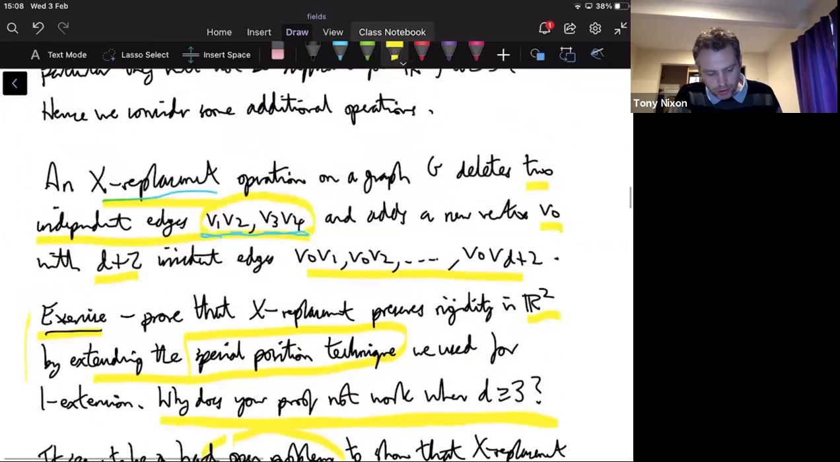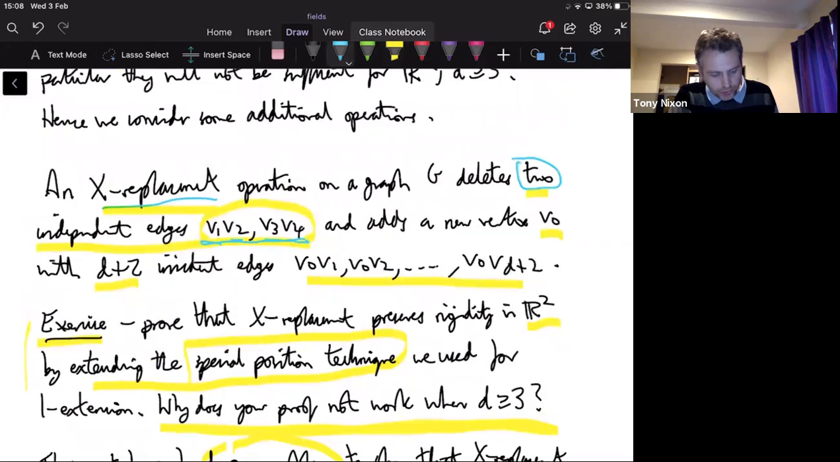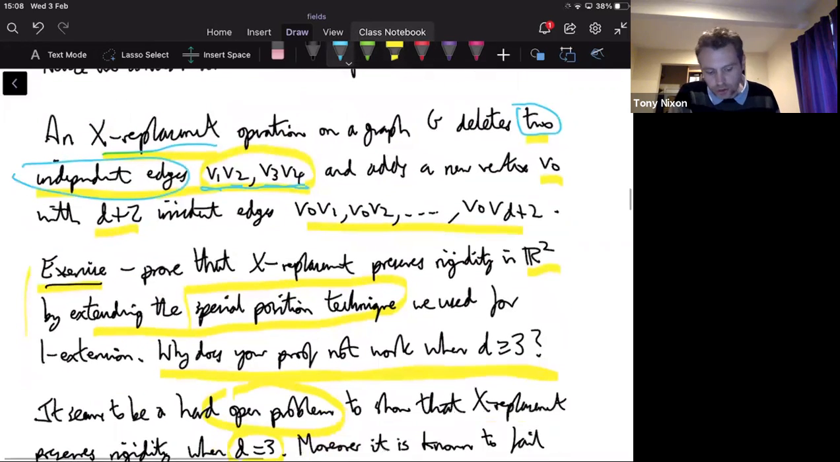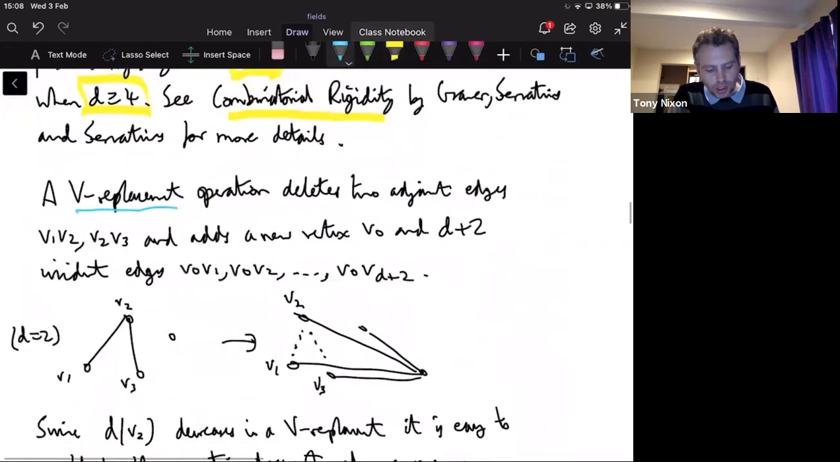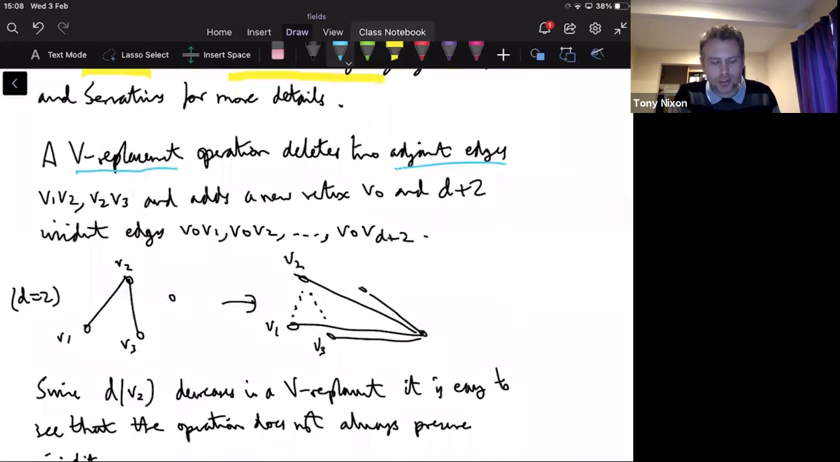So you might wonder, I said here specifically that the 2 edges were independent. You can also have a version of a 2 extension where you delete 2 edges which are not independent. So you delete 2 adjacent edges. Here the 2 edges are adjacent, so you can think of them as a V. So this you can call a V replacement operation. Here you delete 2 adjacent edges, V1 V2 and V2 V3, say, and you add a new vertex V0, and again D plus 2 incident edges. So the incident edges must go to V1, V2, V3, and then to the D minus 1 other places you want to go.